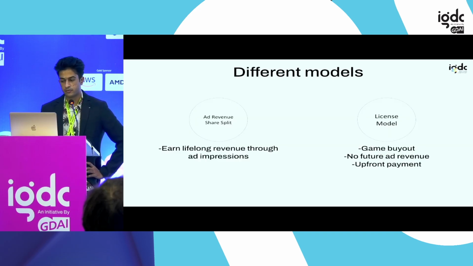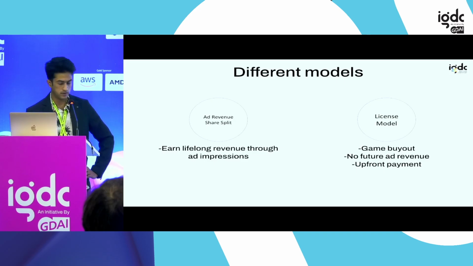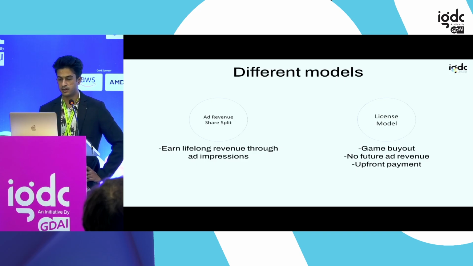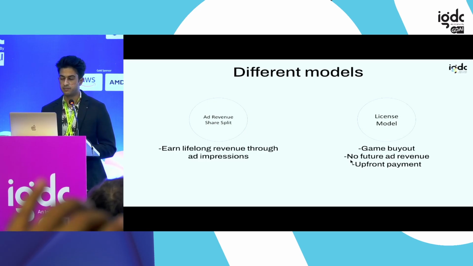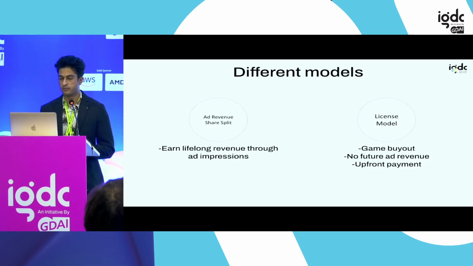And there's two different models that you can work with for these platforms. Ad revenue split, like I showed you: you can show the ads, you can split the revenue. The other model is quite interesting, which is the licensing model. So you basically talk to the platform, you tell them, hey, I have a game, it's a good game, maybe you can like it. And if you're interested, maybe you can pay me an upfront fee to license the game to you. In return, you won't receive any future ad revenue payment, and the platform buys the game for their platform.